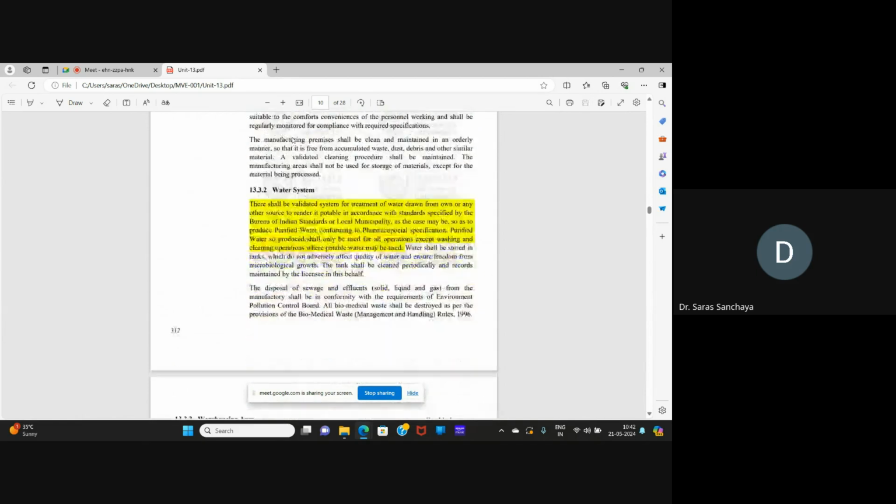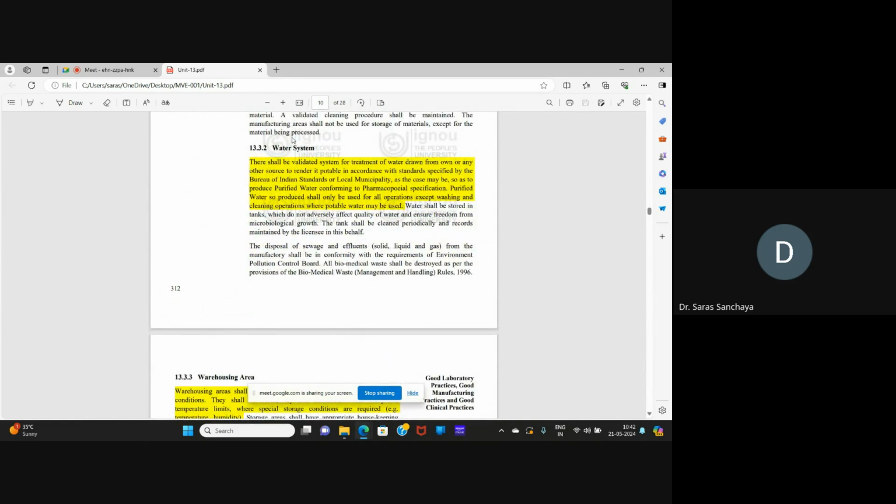Then water system. There shall be a validated system for treatment of water drawn from own or any other source to render it potable in accordance with standards specified by the Bureau of Indian Standards or local municipality, as the case may be, so as to produce purified water conforming to pharmacopoeial specification. Purified water so produced shall be used for all operations except washing and cleaning operations where potable water may be used.